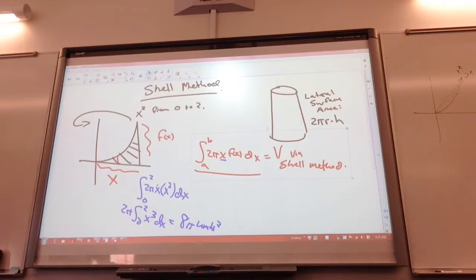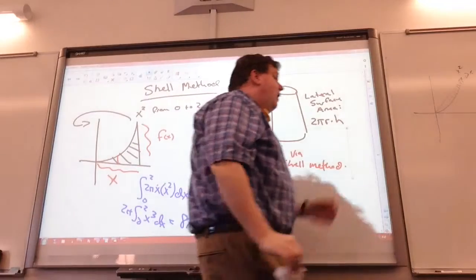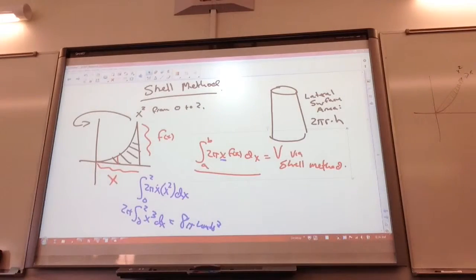How would we know when to use it? It's all based off of if we're spinning about the x-axis or about the y-axis. So y-axis will always use a shell method? Not always, but for the most part, yes. Unless otherwise stated, just assume it's a shell method.